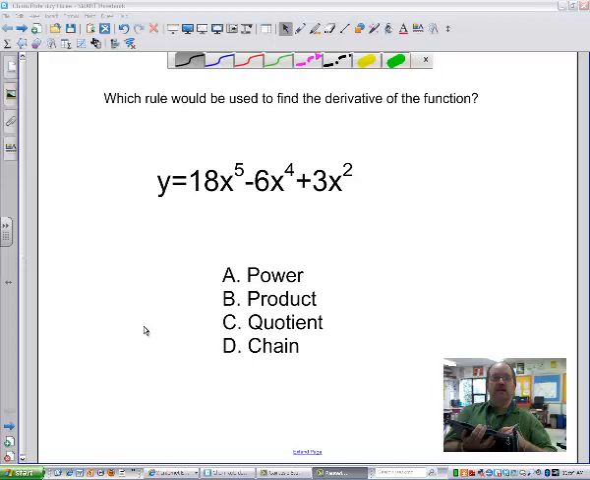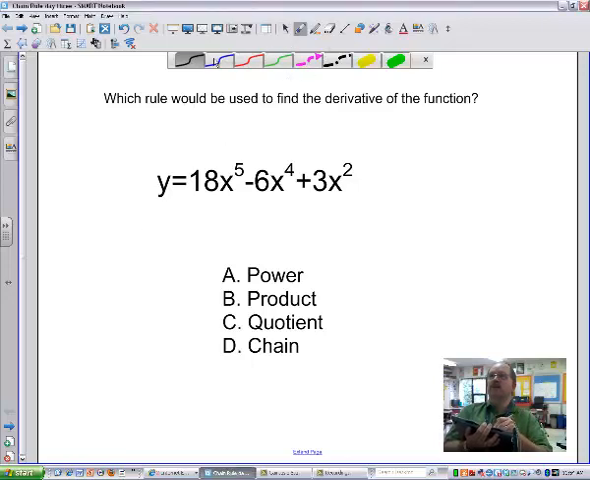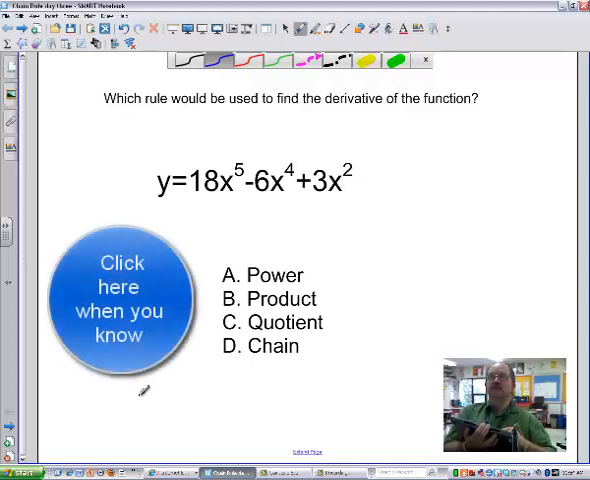Hi there, welcome. Today we're going to learn a little bit more about the chain rule. And so we're going to start with just some basic questions. And the first question, which rule would be used to find the derivative of that function? Give me a second. Alright, and the answer hopefully that you came up with is that we'd use the power rule.